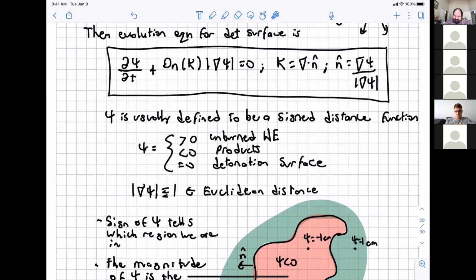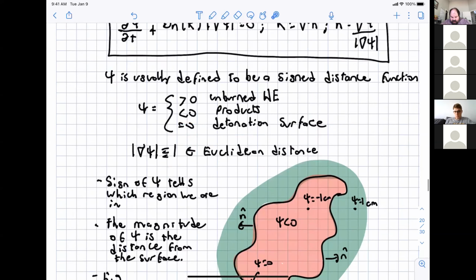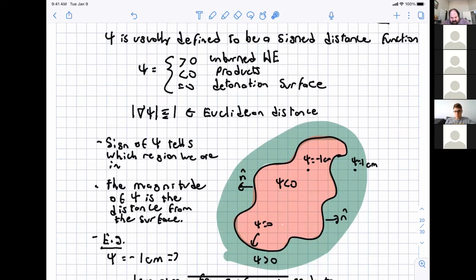And so what we do is we define psi to be greater than 0 in the unburned explosive. We define psi to be less than 0 in the products. And again, we are forced to define psi to be 0 on the detonation surface. Okay, and so say out here in the green where we have unburned explosive, we have this weird, goofy curve-shaped detonation that is propagating outward. Again, each point on the surface is propagating normal to itself. Okay, and so basically out here, psi is positive, and in here in the products, psi is negative.